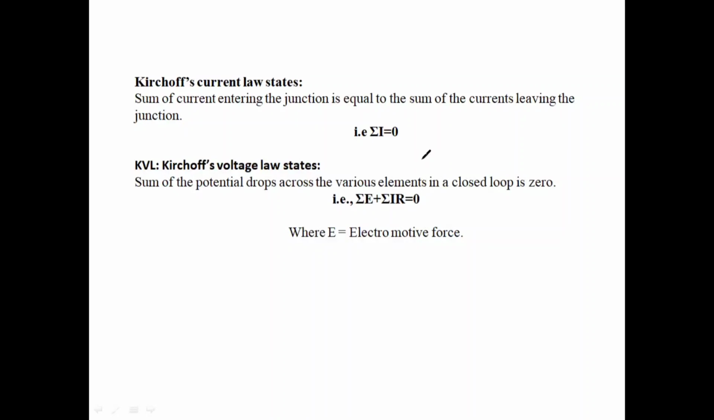In the other law, he stated that the sum of potential drop across various elements in a closed loop is always 0. That means the sum of potential rise will be equal to the potential drop, where E represents the electromotive force. These are the two statements and the mathematical representation of Kirchhoff's laws.